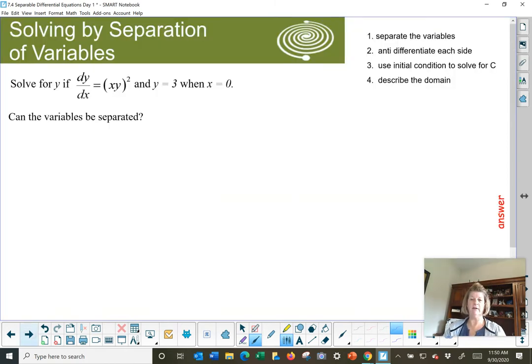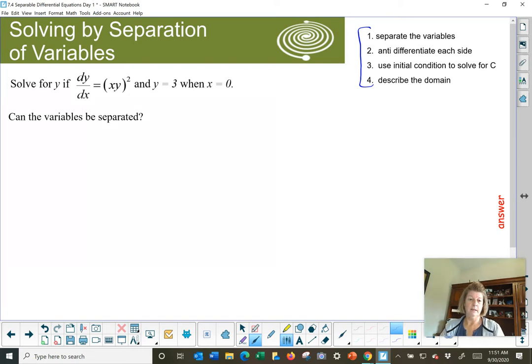So let's give it a try. Here are kind of the steps you'll want to follow. Separate your variables, take the antiderivative of both sides, use the initial condition if one is given to find your c value, and then sometimes you have to describe your domain.